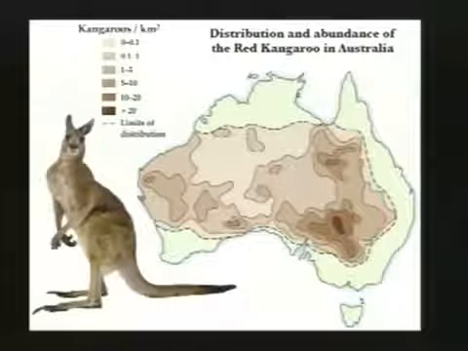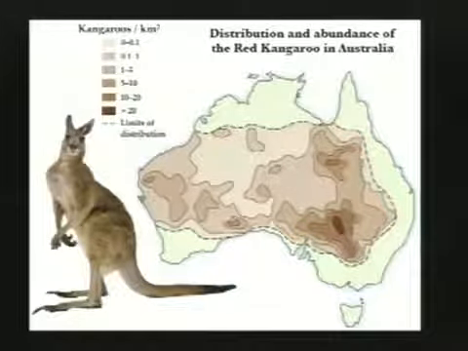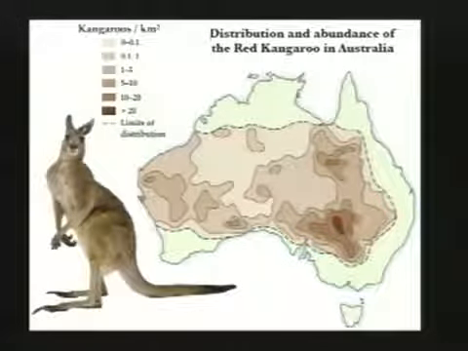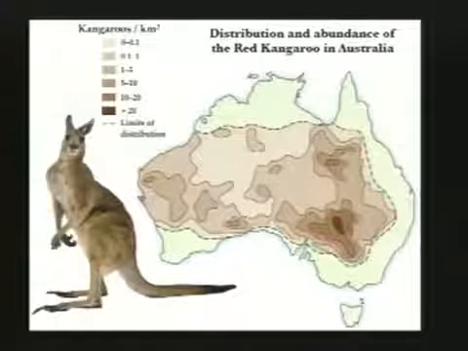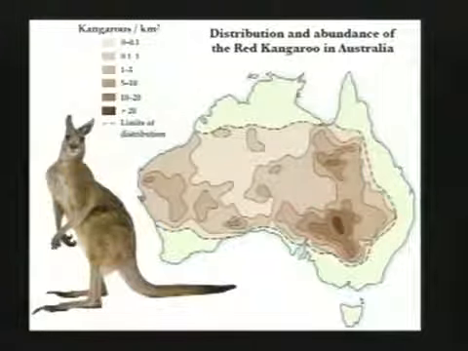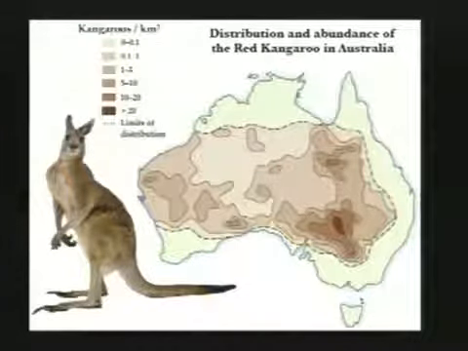Let's take another example of distribution and abundance. That's Australia, and that's a kangaroo. It shows the limits of the range of these red kangaroos, Macropus rufus. And the hotter areas here are the areas of greater density in terms of the number of kangaroos per square kilometer, as described here.